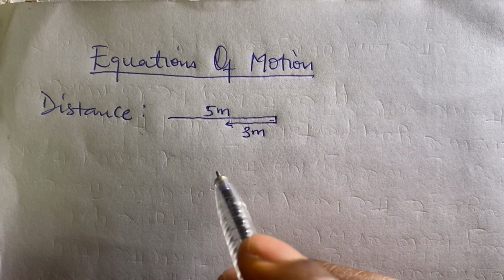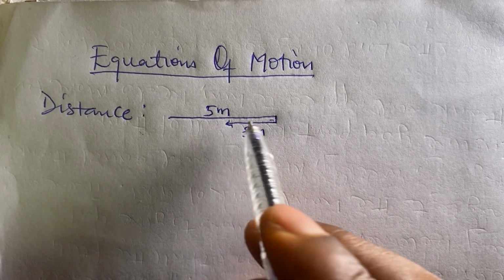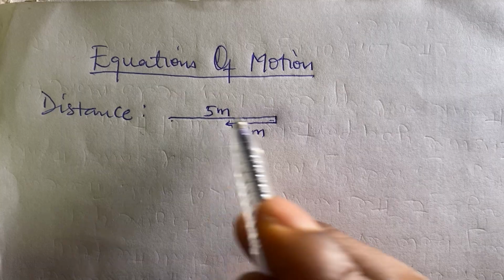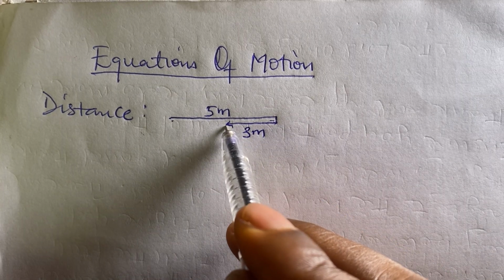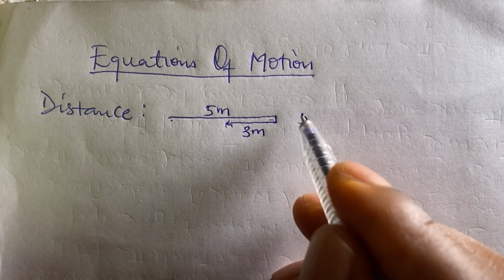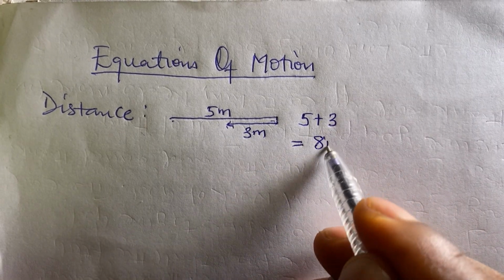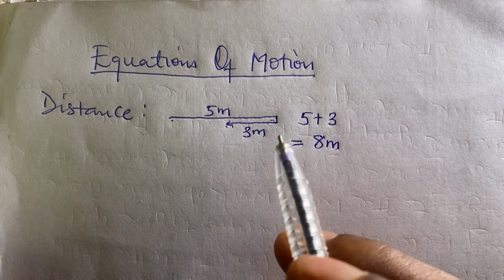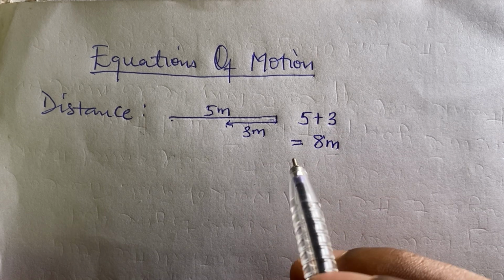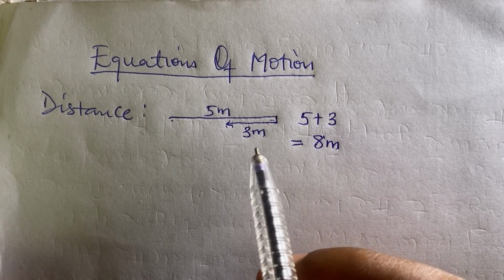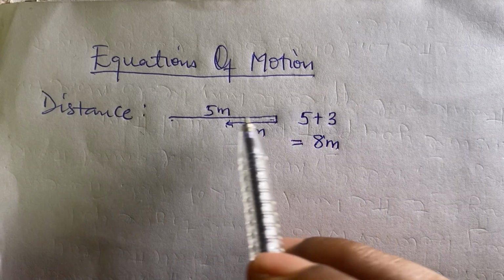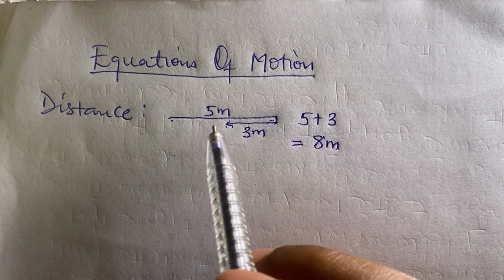Now the distance is the total ground you have covered. That is from here to here to here. So that means 5 plus 3, so you have traveled 8 meters. So distance is always positive because you are not concerned about the direction. You just want to measure the total ground that you have covered.